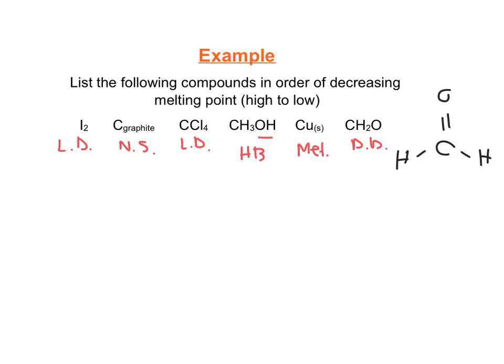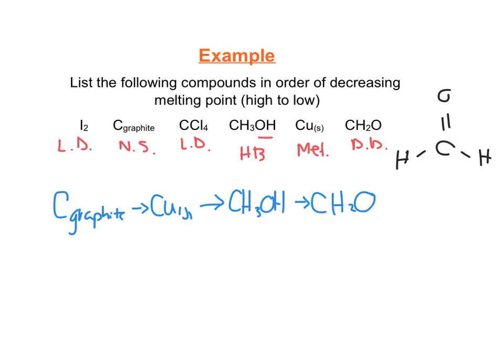So we'll have C graphite. Then next will be something that's metallic or ionic, so our copper solid. Next will be our hydrogen bonding, so this is methanol. Next is dipole-dipole. This is our acetone. And next we're coming to our London dispersion forces.